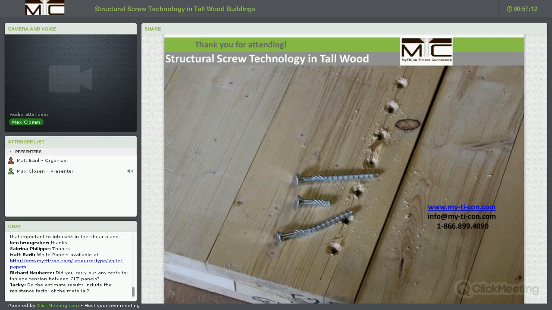So one question here on CLT panels, if we did test CLT panels for in-plane tension. We did not test any panels for in-plane tension. I believe, if I'm not mistaken, there is a test project right now going in Canada with FP Innovations. This would probably have to be confirmed by us or some other people that are involved in this testing. We do not test the CLT panels itself. We have only tested the CLT connections.